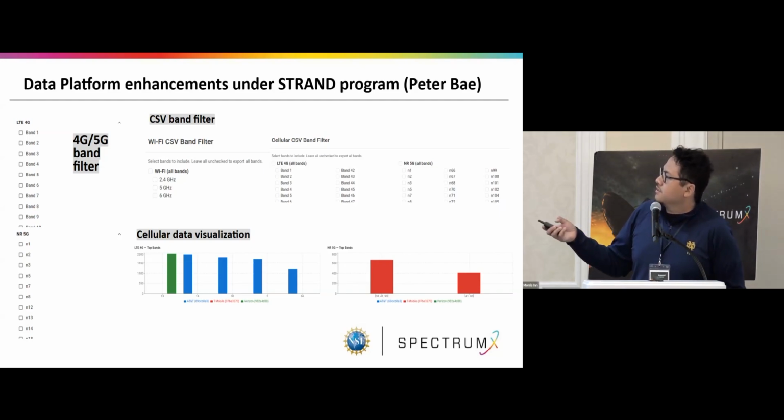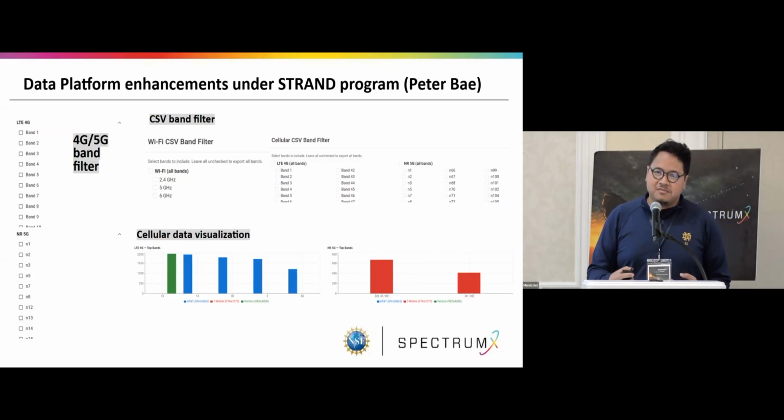As you can see, these are showing the bands of the LTE and 5G. So these are preliminary tools, so people can just take a look at the data, what bands are there, and what kind of RSRP or signal strength they can see from their data.